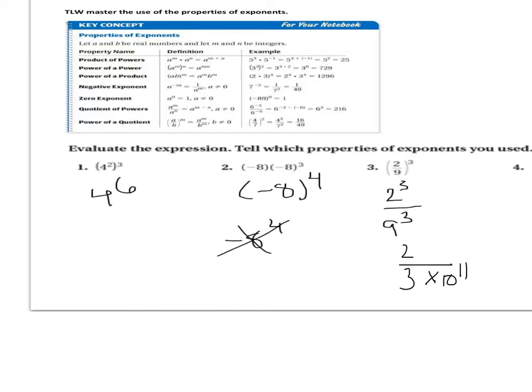Okay? And which property is that? Well, that's a few of them. You could say quotient of powers or negative exponent. Okay? All right, let's move on.